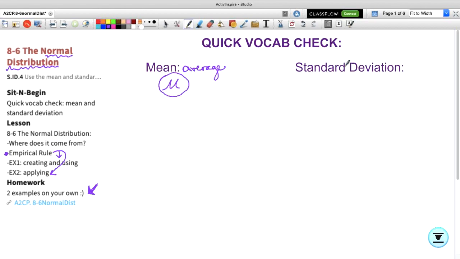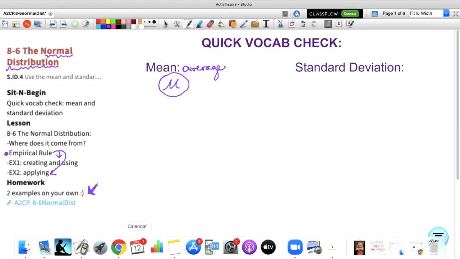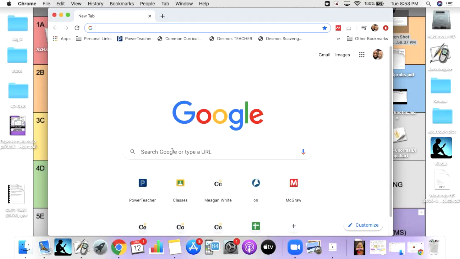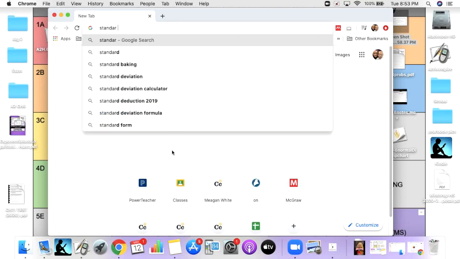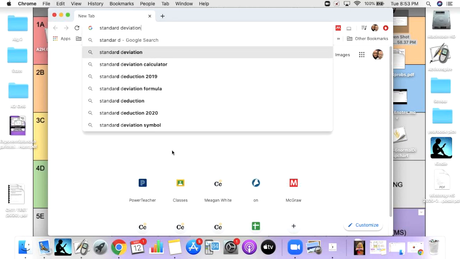We're also going to talk about standard deviation, and this may have been mentioned briefly in the previous lessons, but you haven't focused a lot on the actual calculation. So let's pretend this was a normal sit and begin. You'd come in, I'd say, hey, load up Google, let's check it out. What is standard deviation? Let's go to Google and type in standard deviation. Ooh, it pops right up.